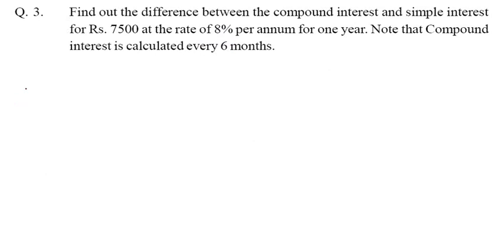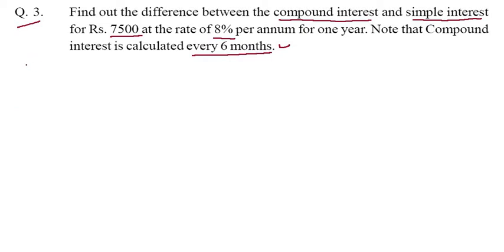Now come to the third question. Find out the difference between the compound interest and simple interest of rupees 7,500 at the rate of 8% per annum for 1 year. Note that compound interest is calculated every 6 months. That is the most important thing. Every 6 months. So let us start.